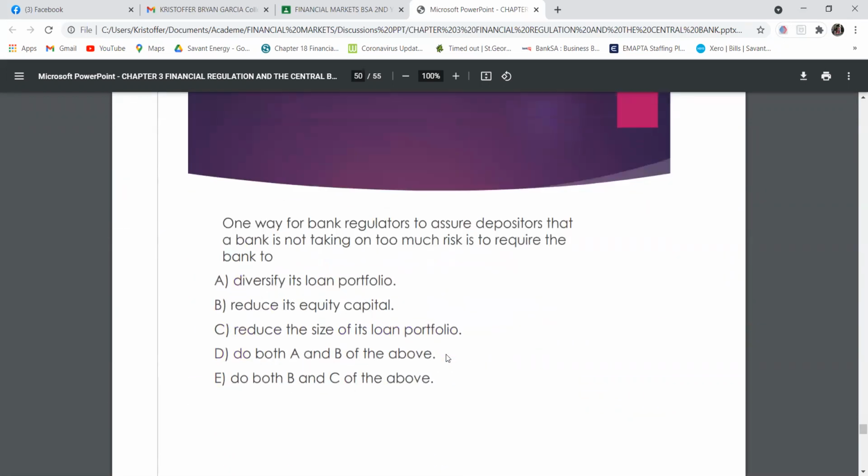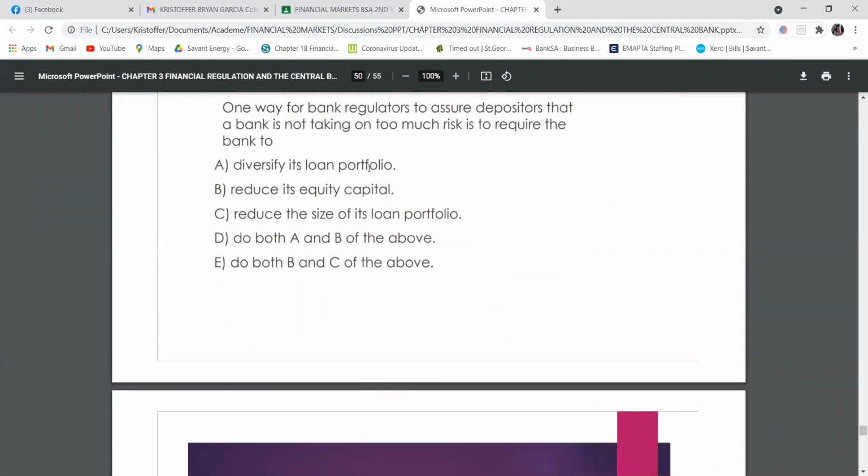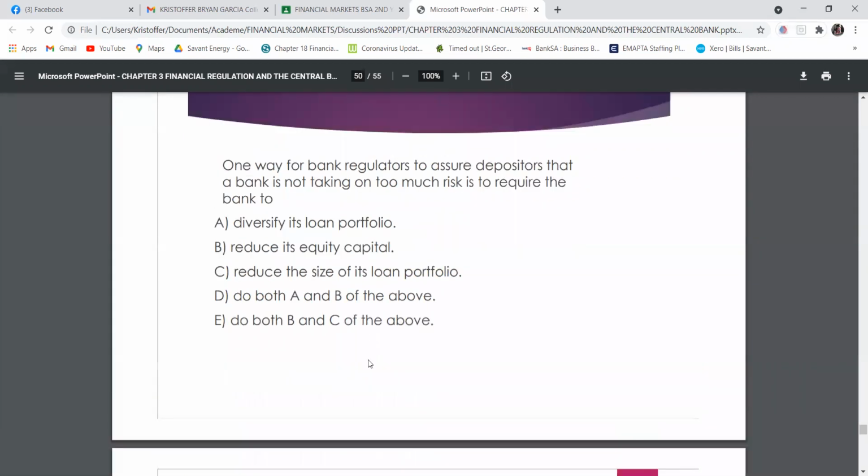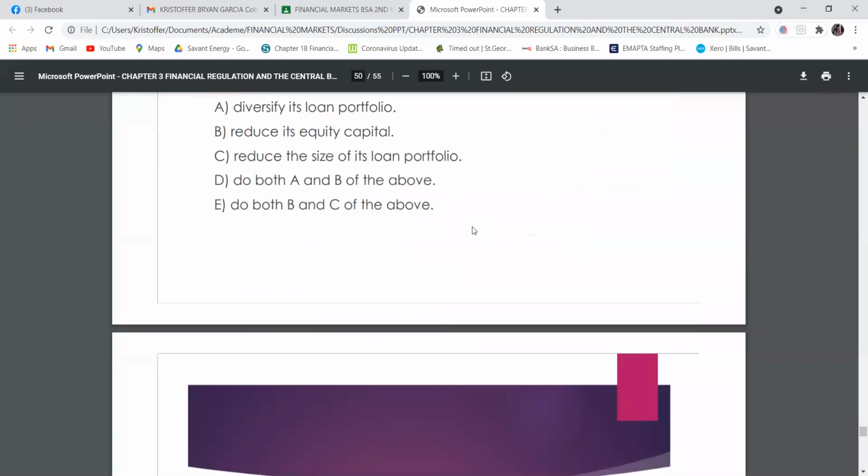Letter D. One way for bank regulators to assure depositors that a bank is not taking too much risk is to require the bank to diversify its loan portfolio, reduce equity capital, reduce size of its loan portfolio: A and B or B and C. So, sino may sagot? Sir, Ken. Letter A.